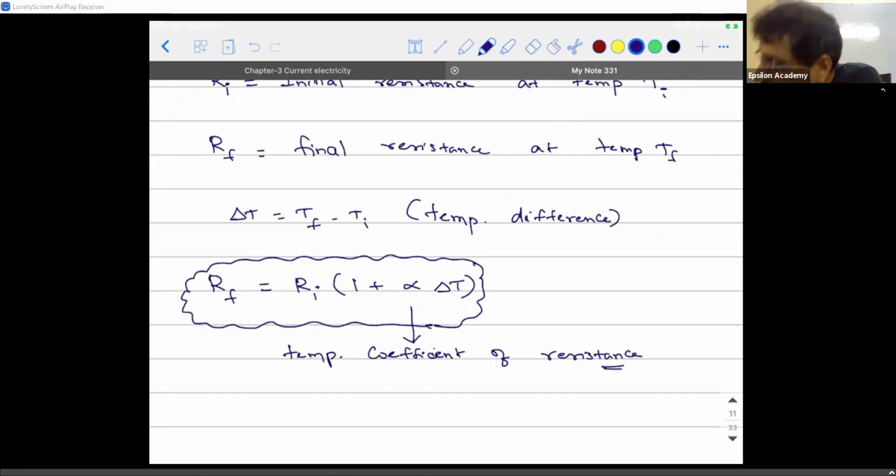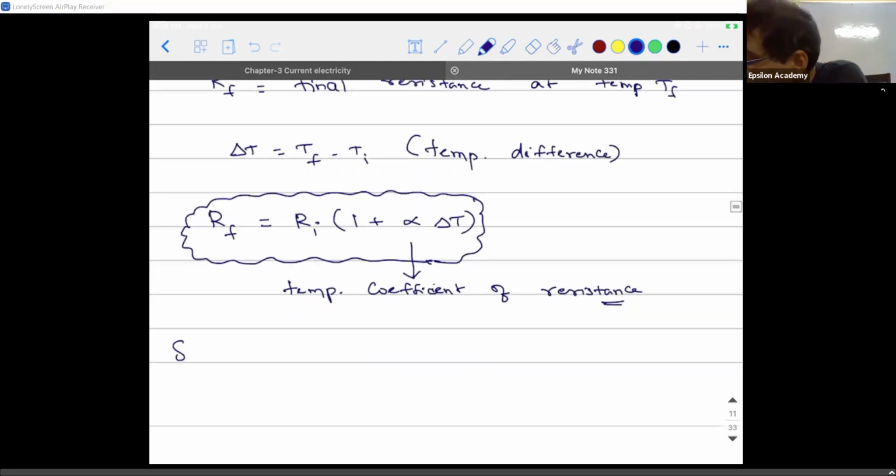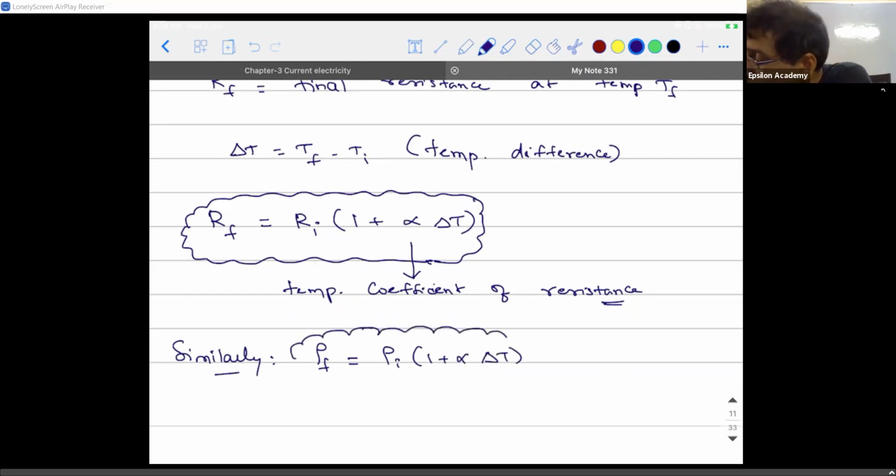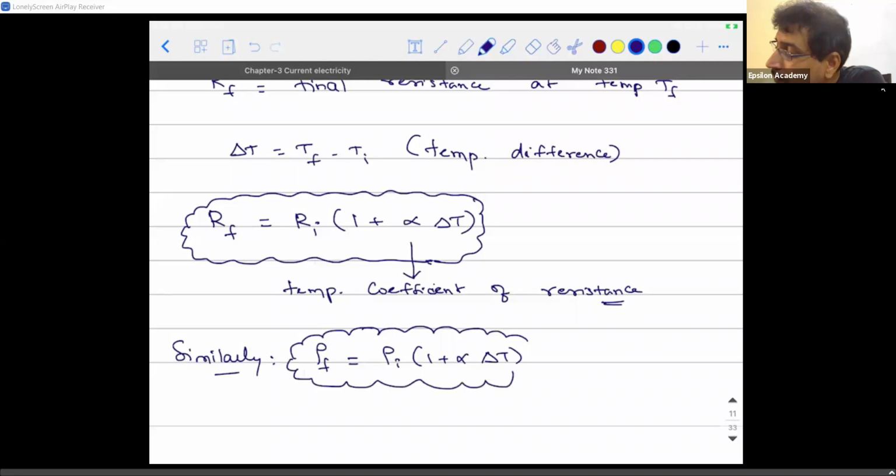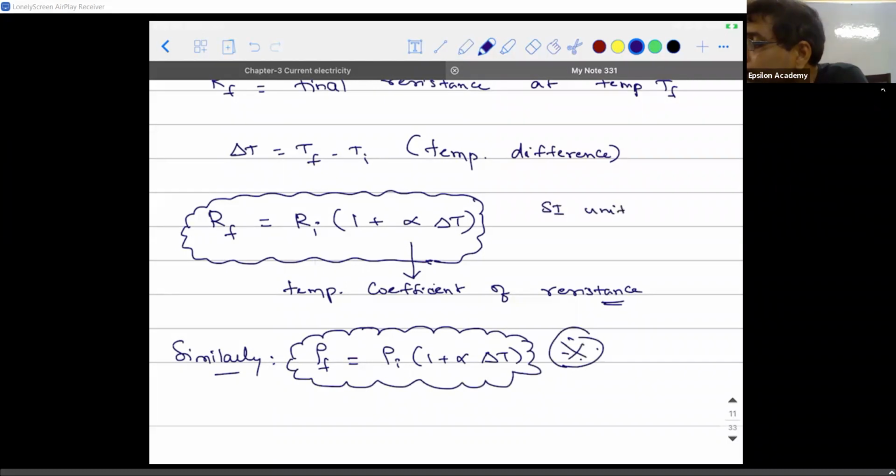Similarly, rho final is equal to rho initial into 1 plus alpha into delta T. There is another important expression for you to make a note of. Guys, I hope you have written it. Yes? So what is going to be the SI unit of alpha?